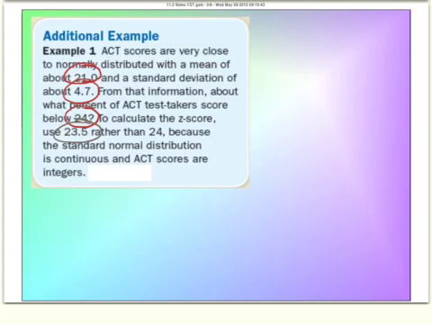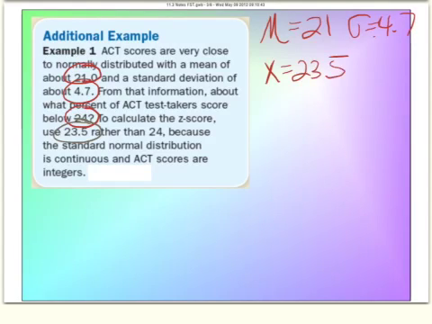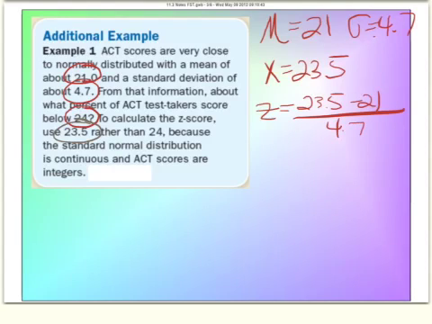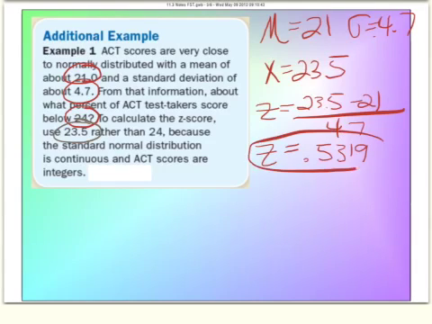So we're going to use this. Assume here that the mean of the population, again, is 21. The standard deviation of the population is 4.7. The piece of data they want us to analyze is 23.5. Let's compute the Z-score. The Z-score is going to be this. It's about 0.5319 is the Z-score.